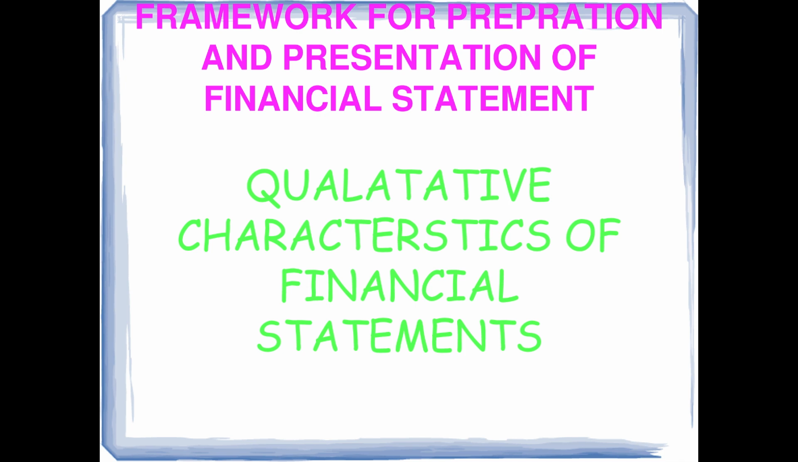The balance between benefits and cost is a pervasive constraint rather than a qualitative characteristic. The benefits derived from information should exceed the cost of providing it. The evaluation of benefit and cost is, however, substantially a judgmental process. The preparers and users of financial statements should be aware of this constraint.